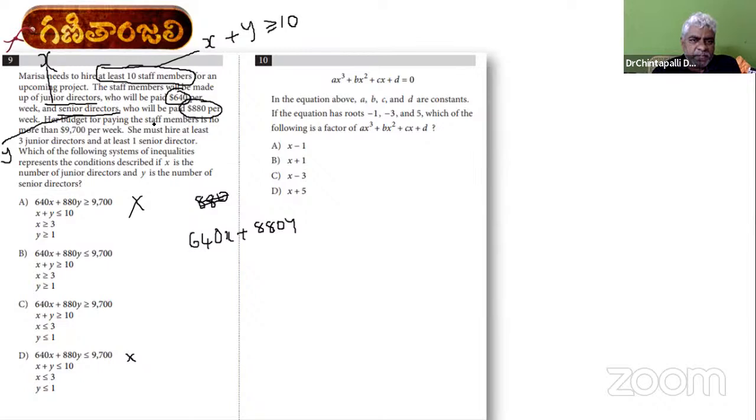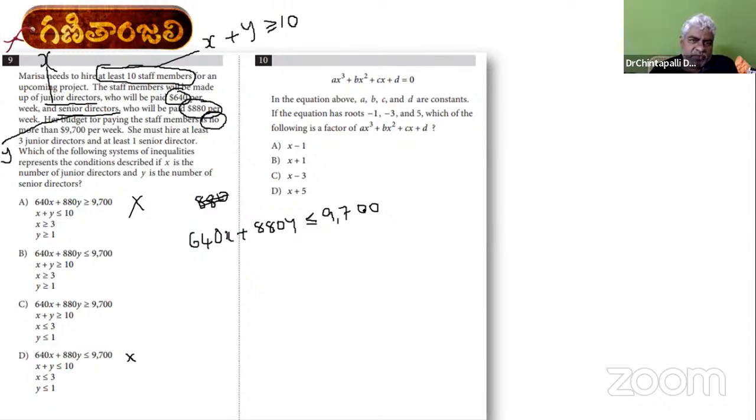The budget for paying the staff members is no more than 9,700. That means it must be less than or equal to 9,700, right? Yes. That's it. So it's option B, sir.